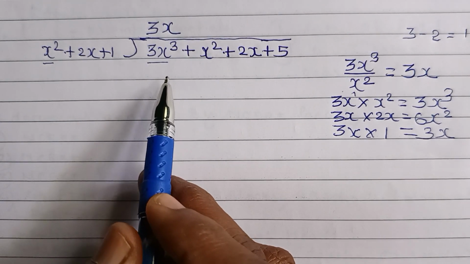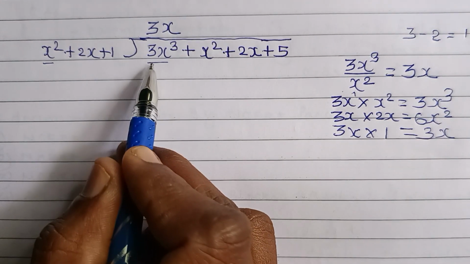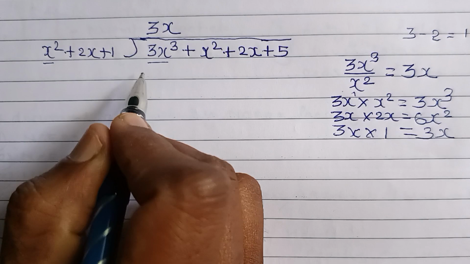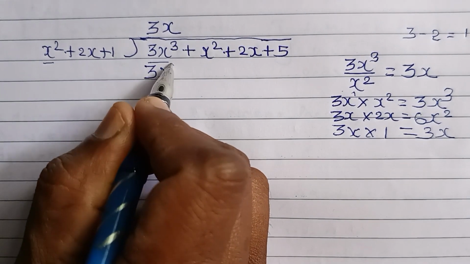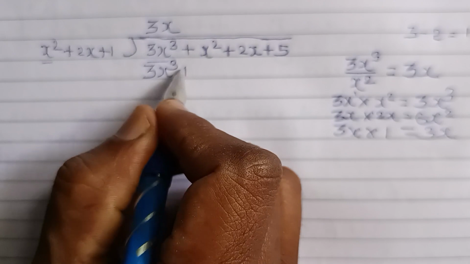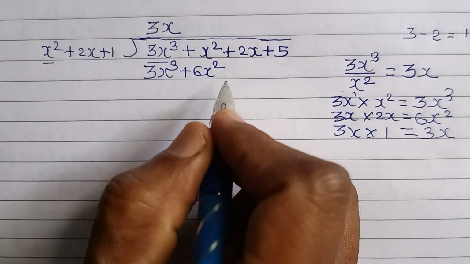Where there are like terms, there only you have to write. So this 3x cubed, where you will write? Here you have to write. Don't write here. So 3x cubed, and this plus 6x squared, where you will write? Here. Plus 6x squared, and this is plus 3x.